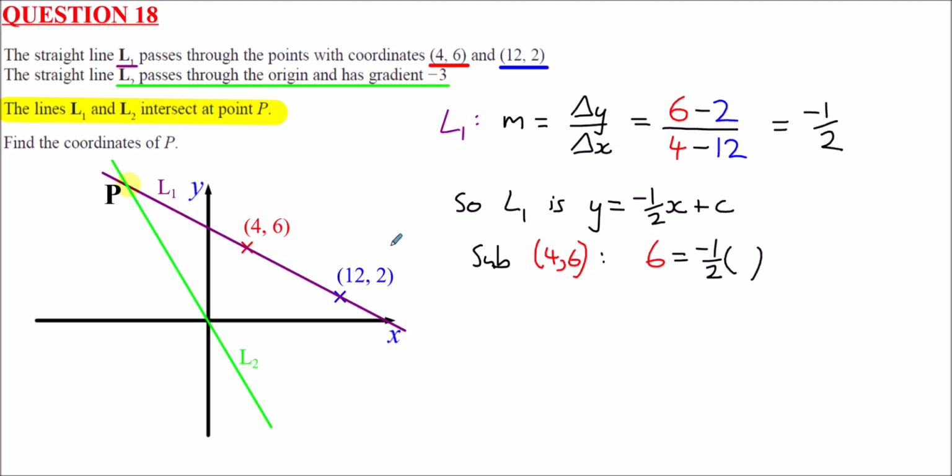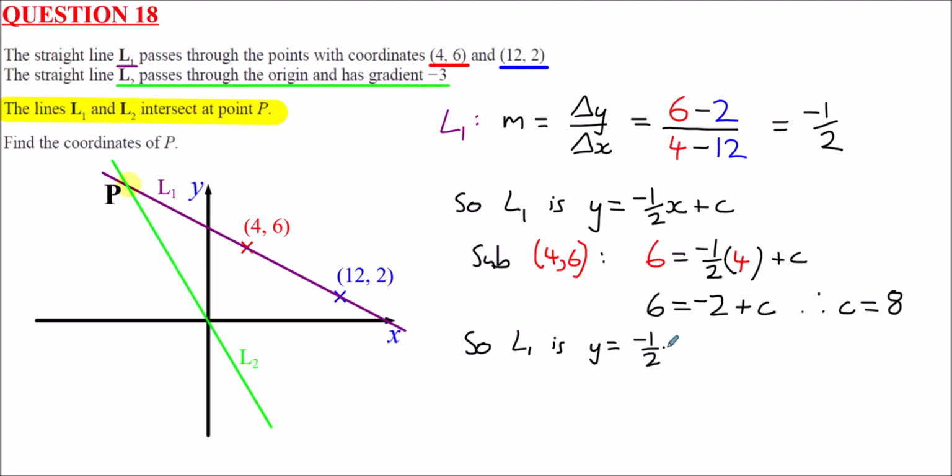Well, when y is 6, x is 4, so we substitute in 4, then add c. So half of 4 is 2, so minus a half of 4 is minus 2, plus c. If we then add 2 to both sides, we see that c will have to be 8. So therefore, L1 is y equals minus a half x plus 8.